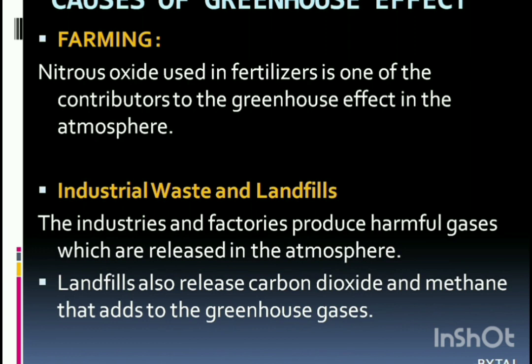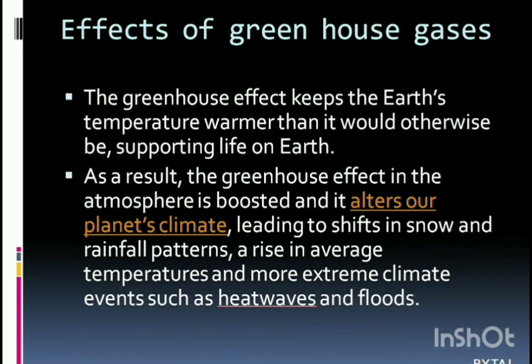Industrial waste and landfills also increase the greenhouse gases. The industries and factories produce harmful gases which are released into the atmosphere. Landfills also release carbon dioxide and methane that add to the greenhouse gases. Because of all these, the greenhouse effect is going to increase day by day. The greenhouse effect keeps the earth's temperature warmer than it would be otherwise.